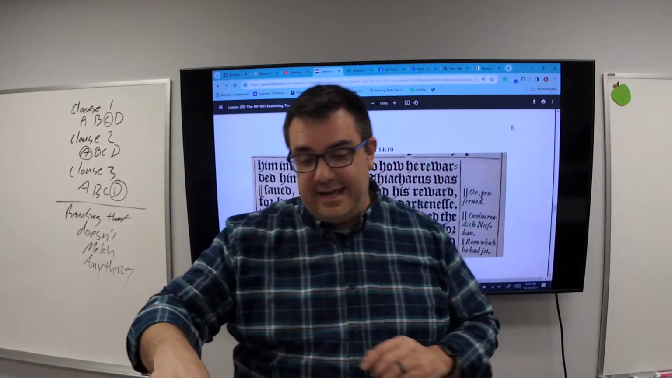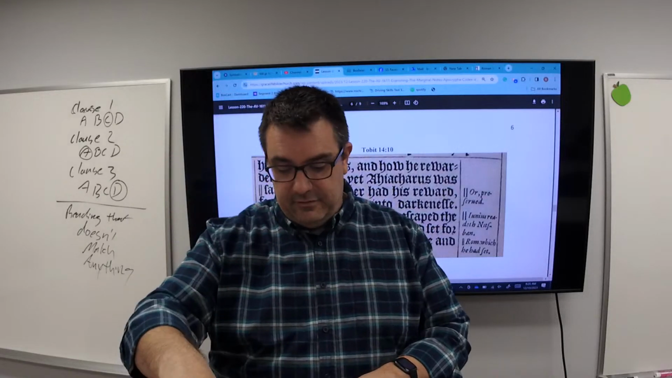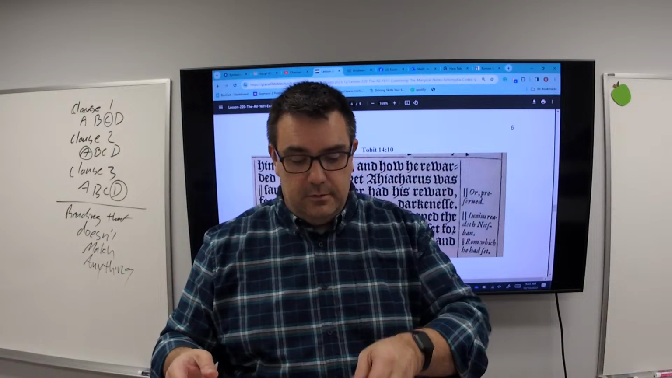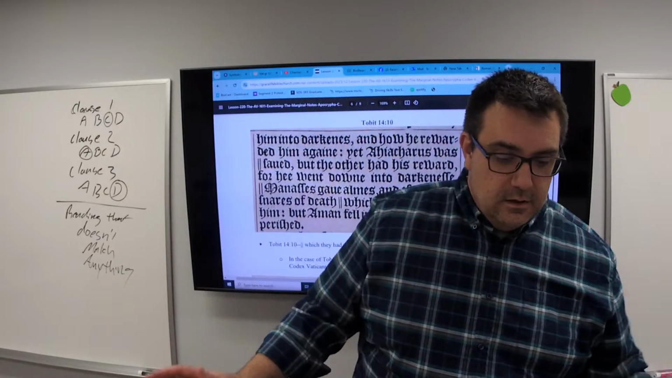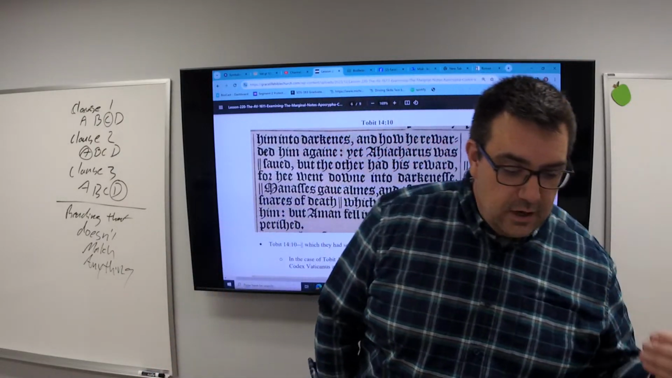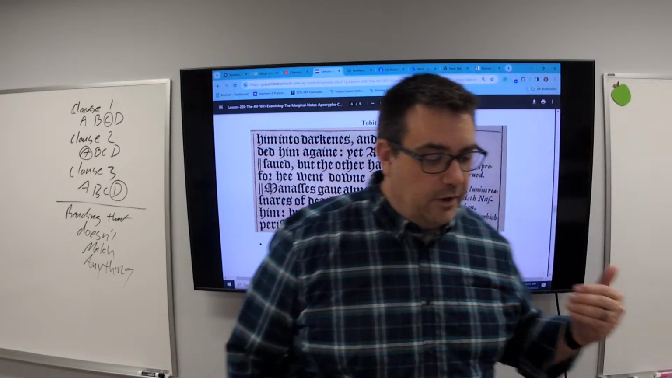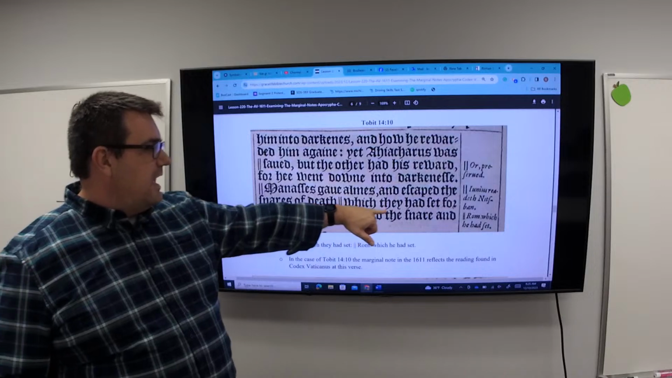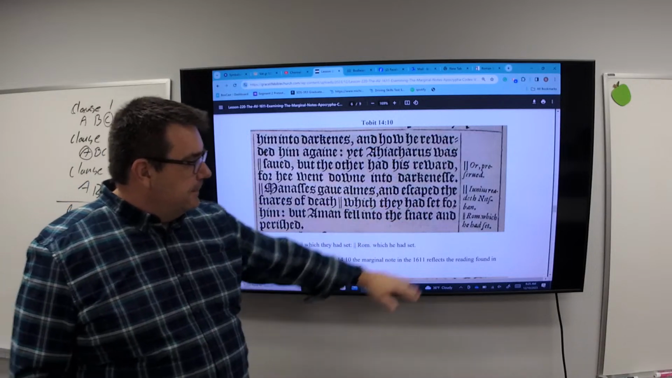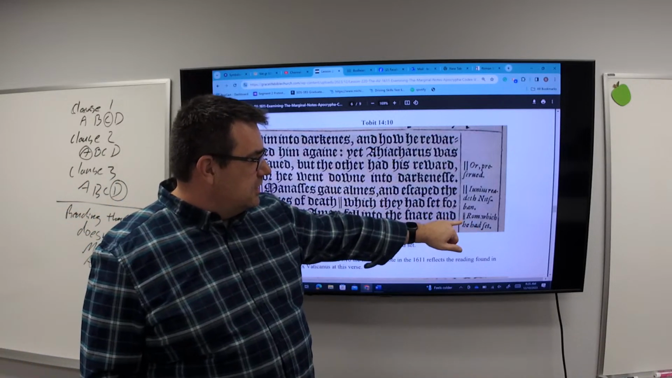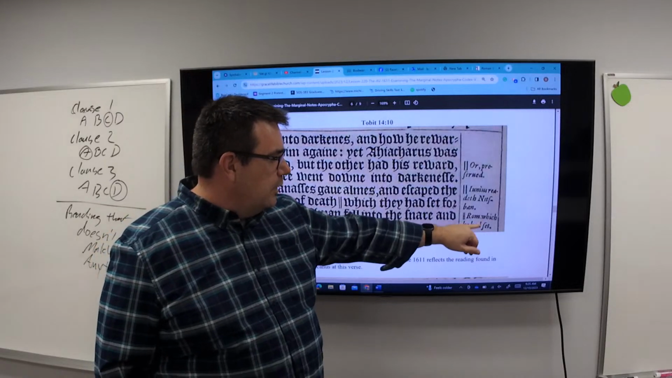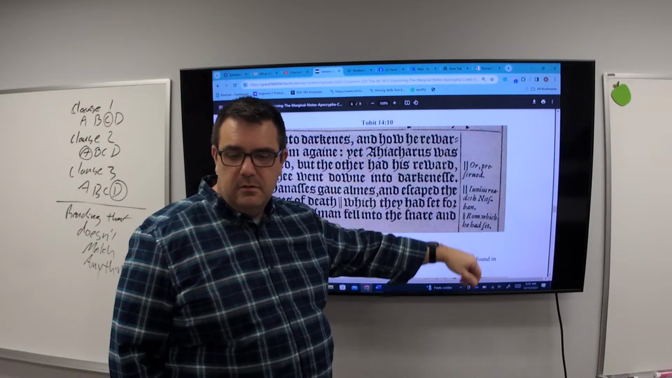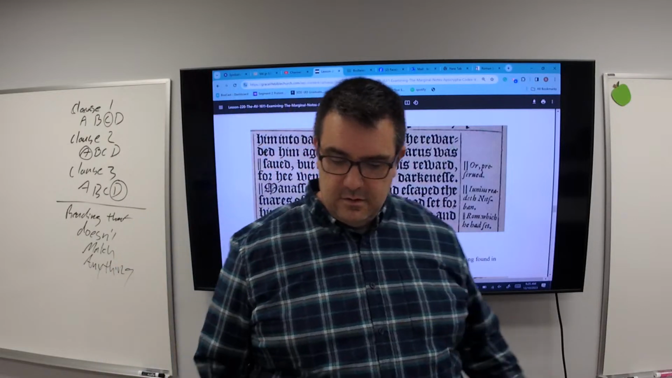Tobit 14:10. So 5 verses later. Tobit 14:10. Notice this one. Okay. So there is a double vertical line at "which they had set" right here. You go to the margin and it says "Roman, which he had set." Let's go back to the notes.